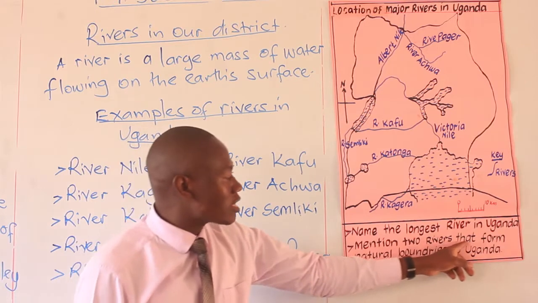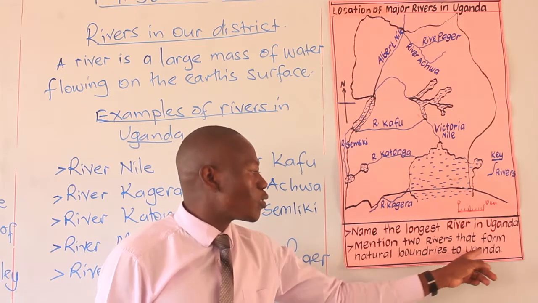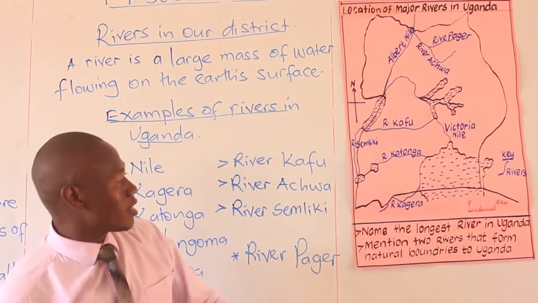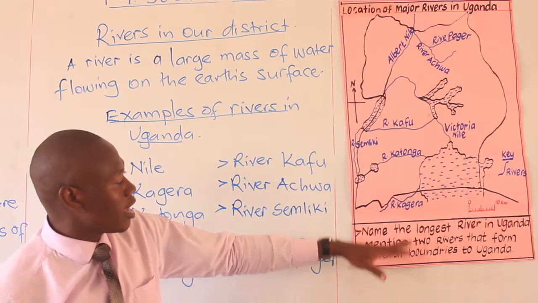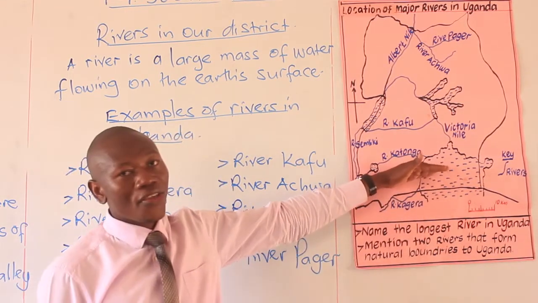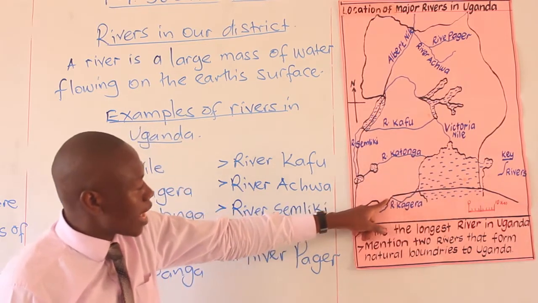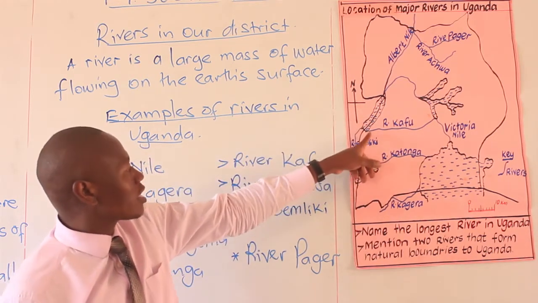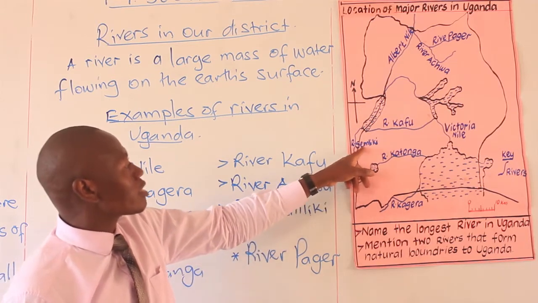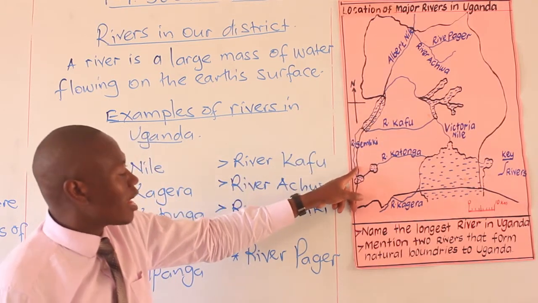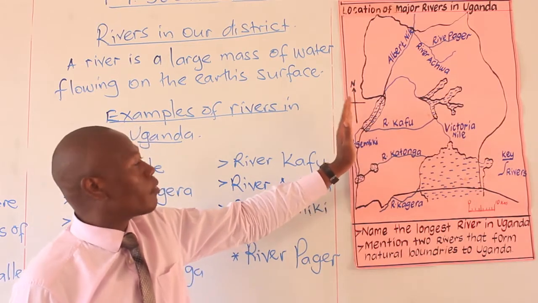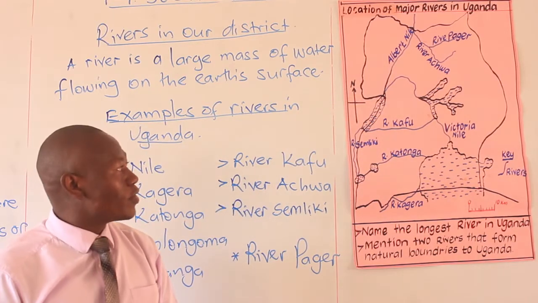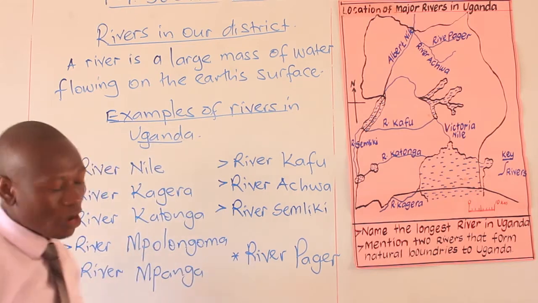Now, mention two rivers that form natural boundaries to Uganda. We say rivers make natural boundaries between what and what? One is River Kagera, which forms a natural boundary between Tanzania and Uganda because it flows on its border here. That's why we say it makes a natural boundary. We have another one here which flows in the western part. We call it River Semliki. River Semliki also forms a natural boundary between Uganda and the Democratic Republic of Congo, this country which is in the west of Uganda. So those are examples of rivers that we have in Uganda.